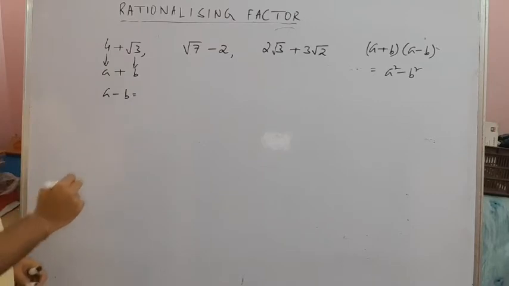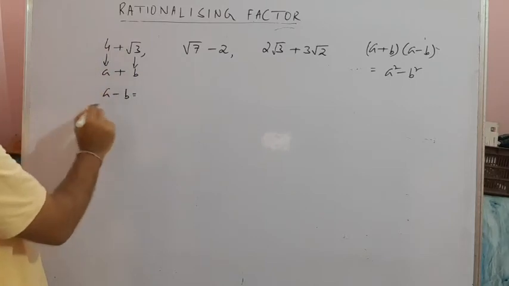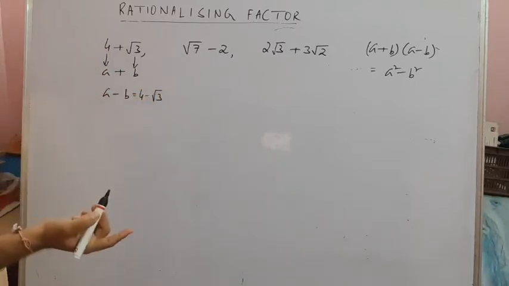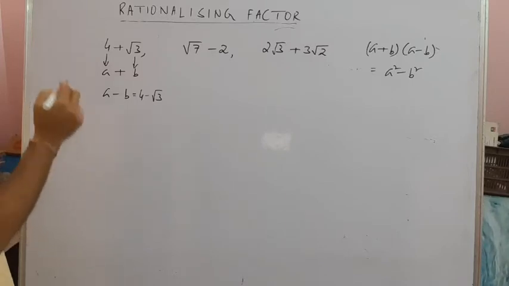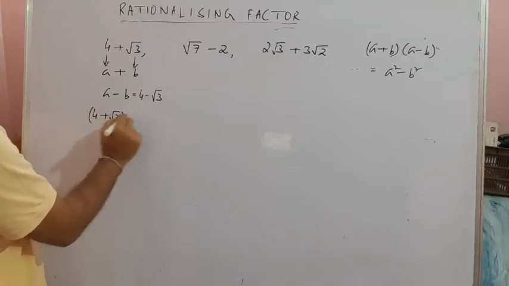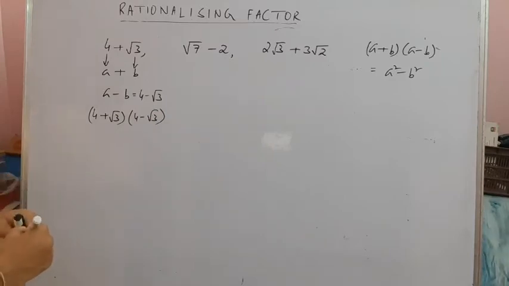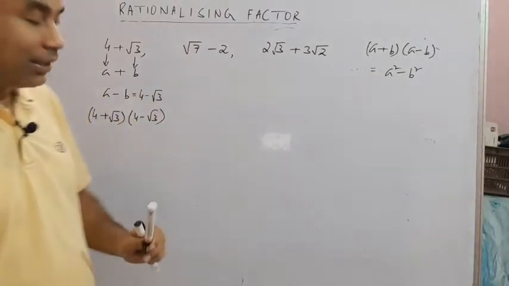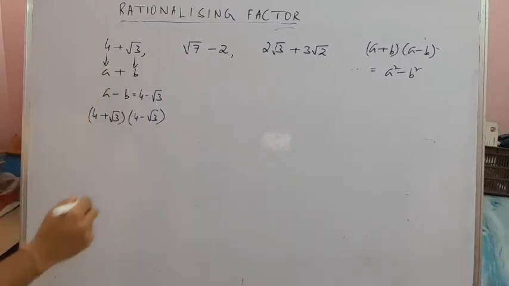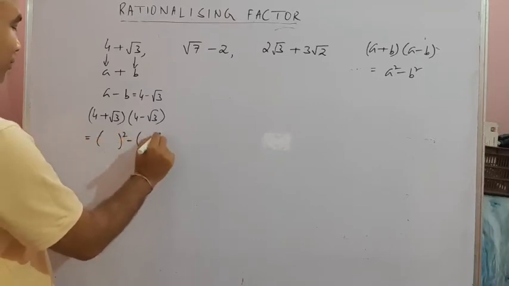Okay, then what is a minus b? If a is 4, b is root 3, then a plus b is 4 plus root 3, then a minus b will be 4 minus root 3. Now what will happen if I multiply 4 plus root 3 with 4 minus root 3? If I follow this identity, 4 plus root 3 is a plus b and 4 minus root 3 is a minus b. So your answer is a square minus b square.